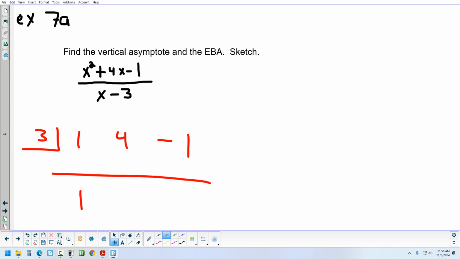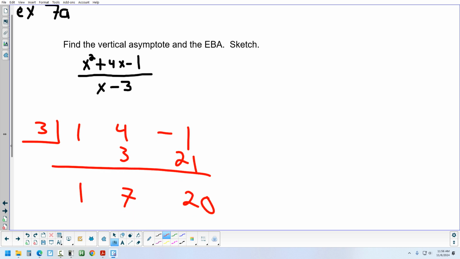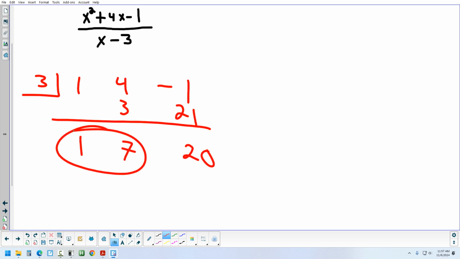Down the 1. What's 3 times 1? And 4 plus 3? 7. And so add those up. What's 3 times 7? 21. I don't really care about that because it's just my remainder. This is my EBA.